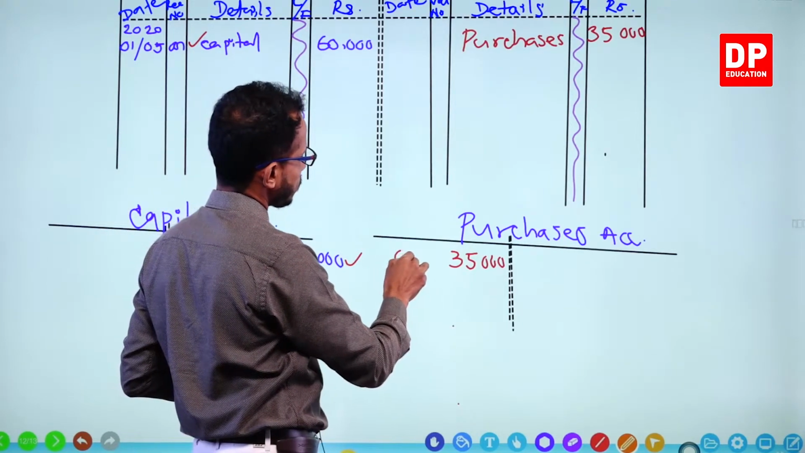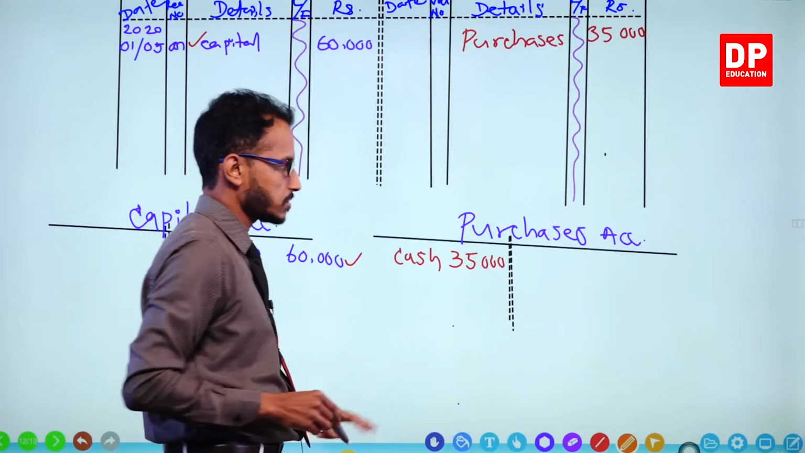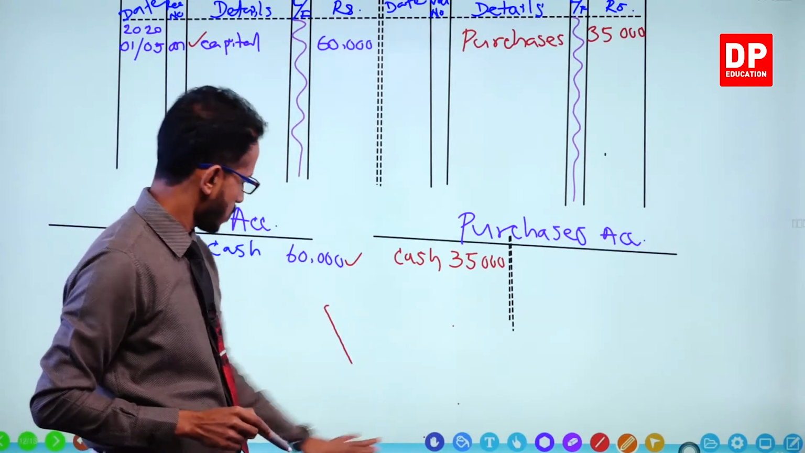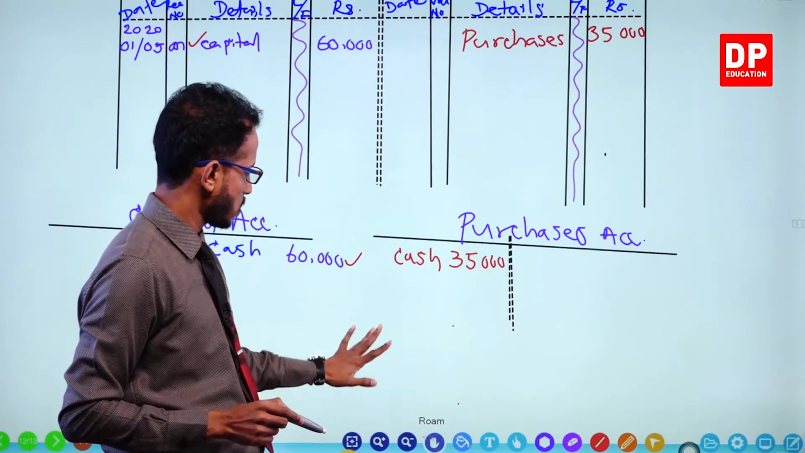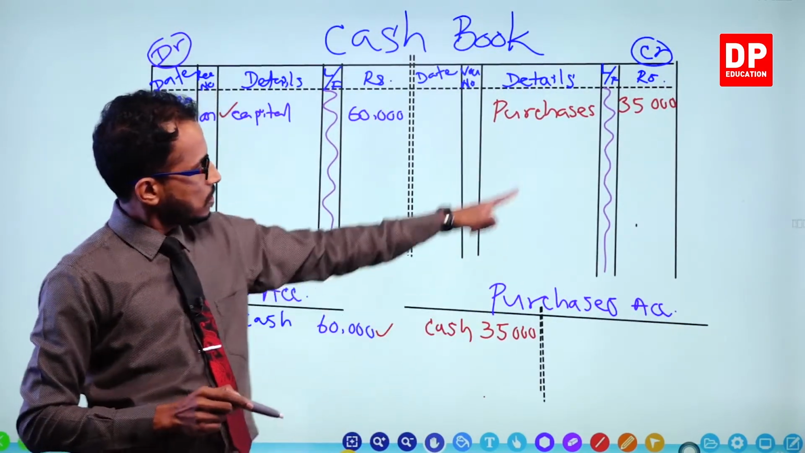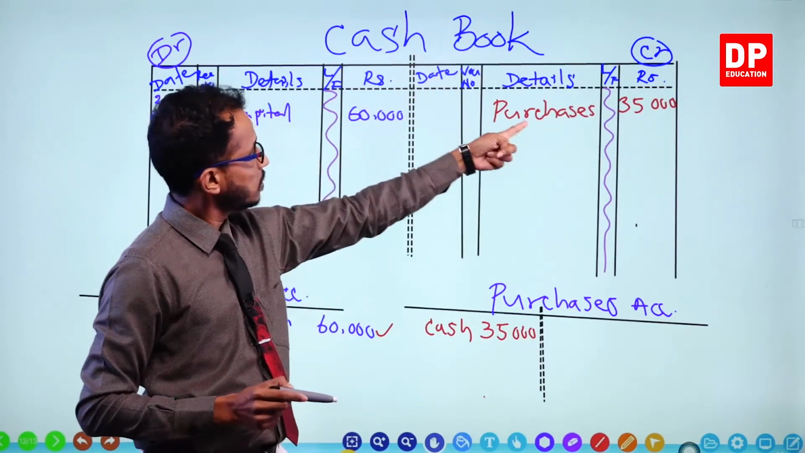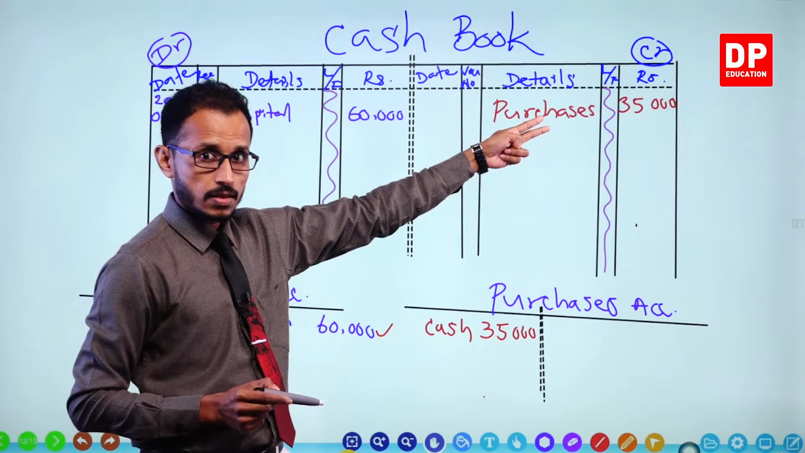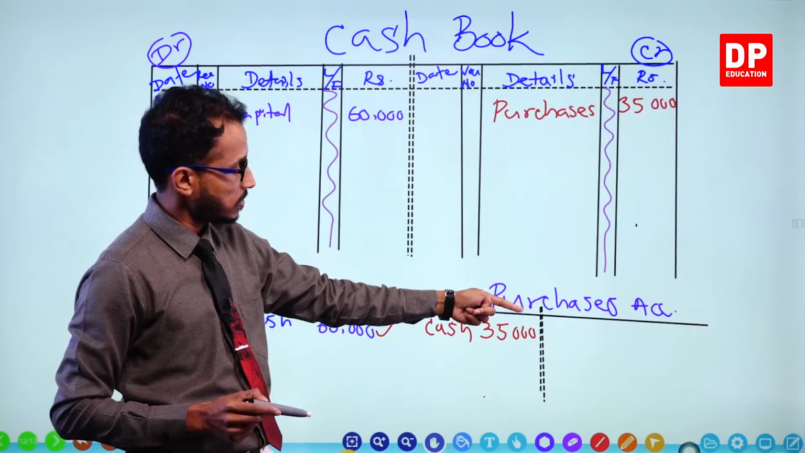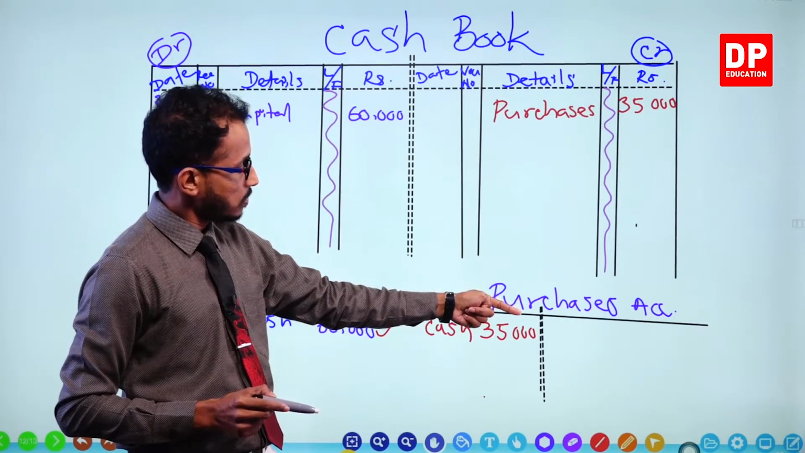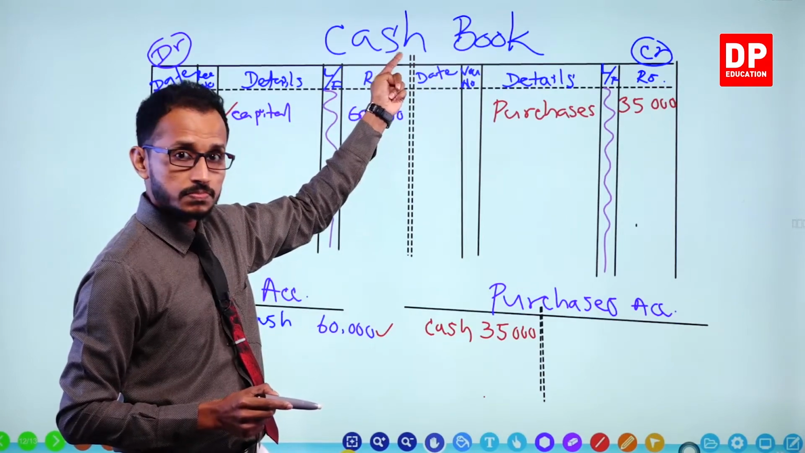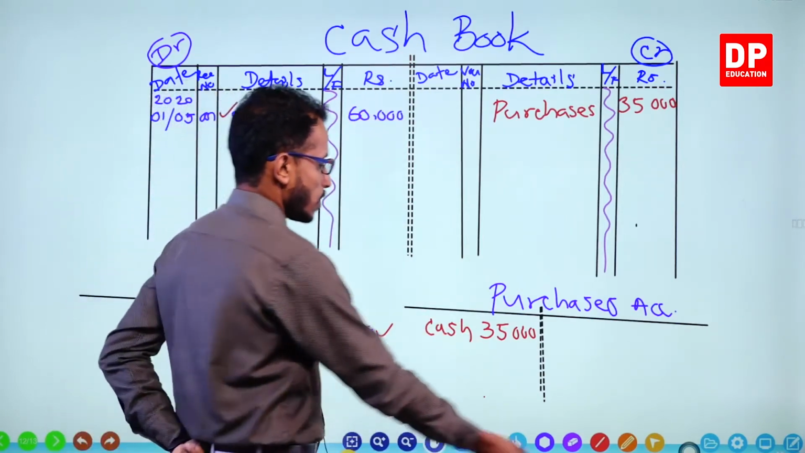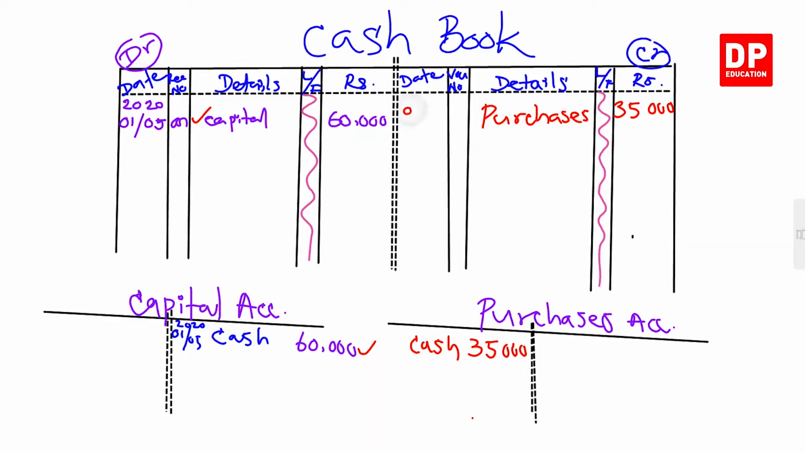What should be the description here? Cash. How? Because in the cash book, the credit entry is there. For the credit entry, you write the name of the purchases account. In the purchases account, you write the name of the cash book. And put the date. 2nd May. That is the date of the transaction, 2nd May.